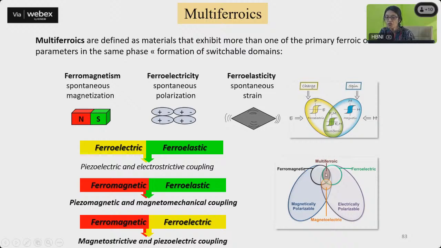Now the intersection of them is where you have a magnetoelectric effect, where it can be a magnetically polarizable material as well as an electrically polarizable material. It can be ferromagnetic and ferroelastic. Multiferroic is the one which is a total coupling between the ferromagnetic and the ferroelectric material. Whenever materials show these properties and lie in this particular intersection, this is known as a multiferroic material.